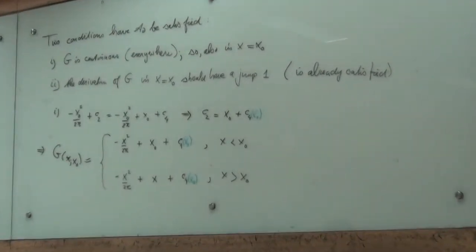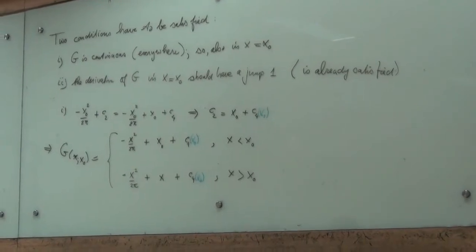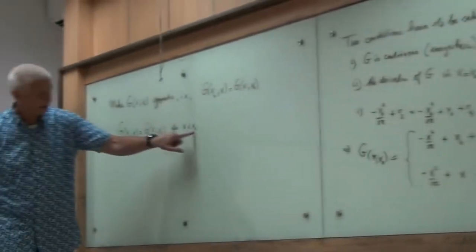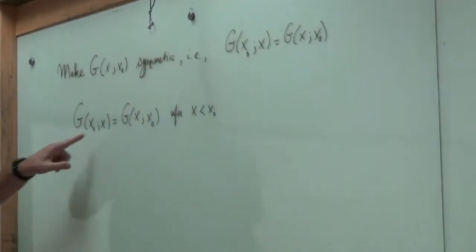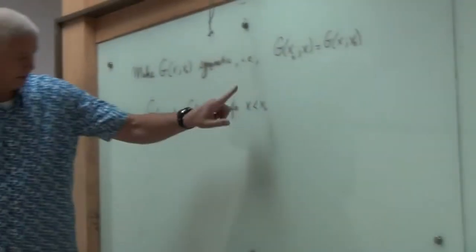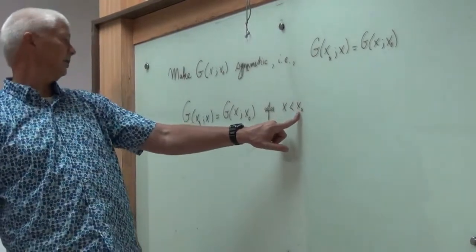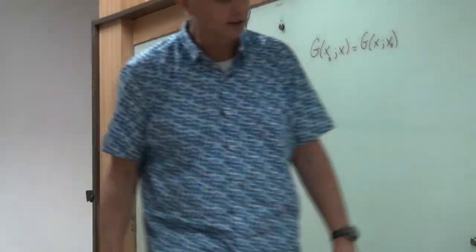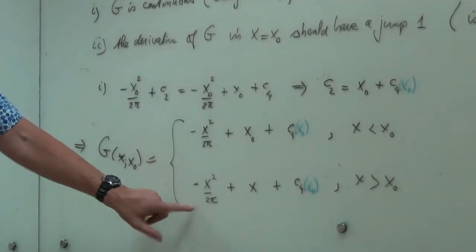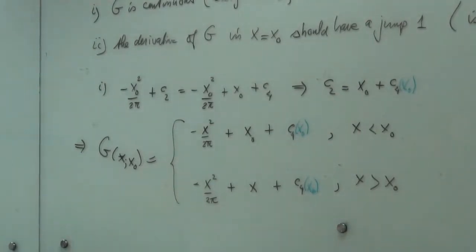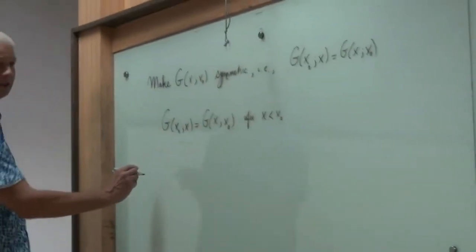If I write down the formula for x smaller than x0, so that means if I write down x0, x, then the first argument is larger than the second argument. If I look at this function, yeah, the first argument is larger than the second argument. So I should use this formula, the lower one, but then with x0 and x interchanged. So let's do that.